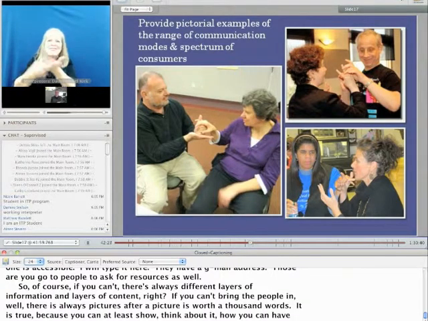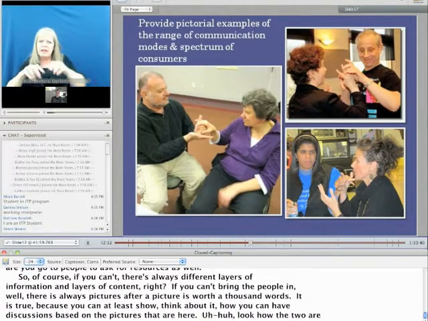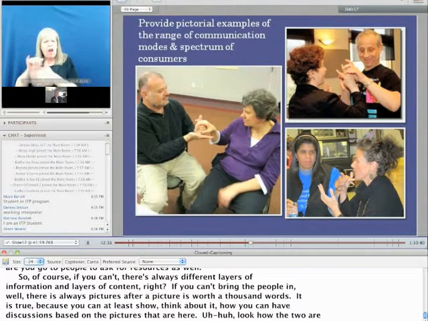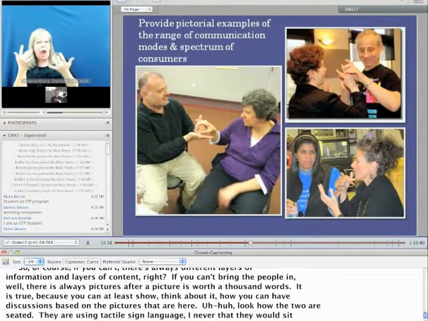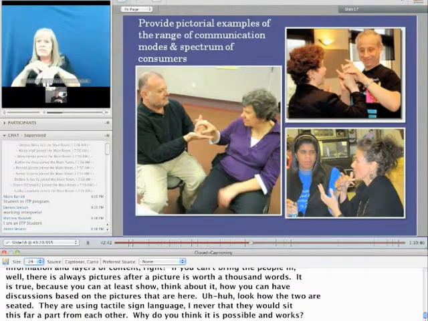Say, aha, look at how these two are seated. They're using tactile sign language. I would have never thought that they would sit this far apart from each other. Why do you think that's possible? Why do you think that works? What is his leading hand? Is he left hand dominant or right hand dominant? And what about the consumer who's receiving the information?